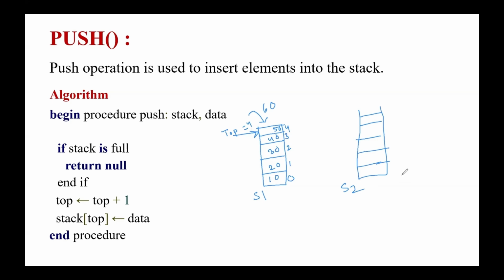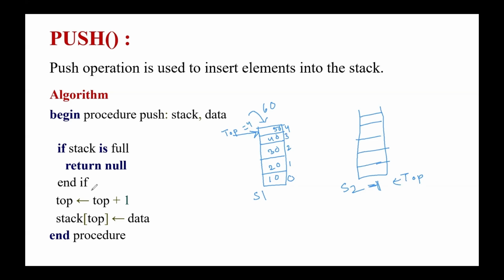So now top points to, for example, the initialization value of -1. So always we make the top of the stack -1, because there is no element, and indexing starts from 0 to size -1. That's why the initialization of the top is -1.